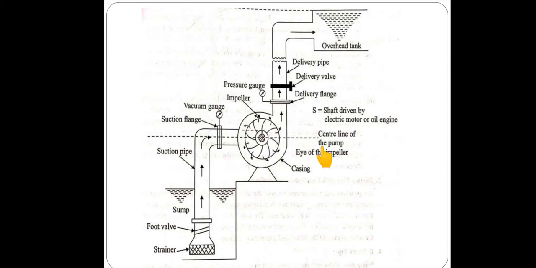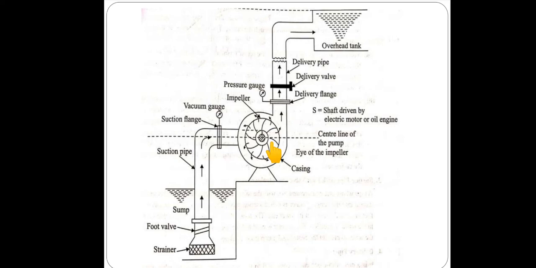So what is the impeller? As I told, it's the main part in the centrifugal pump. The impeller is a rotating part in the pump. The impeller is mounted on a shaft, and the shaft of the impeller is connected with the shaft of an electric motor. When it rotates, it will create a vacuum in the casing, then it will suck the water at the eye of the impeller.